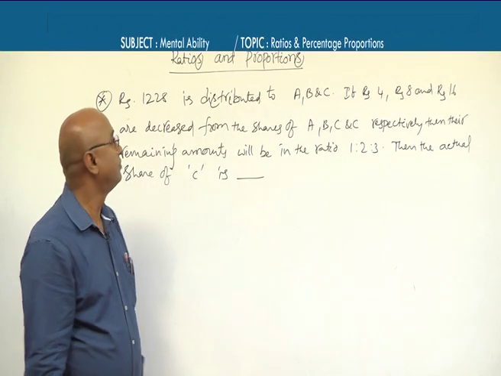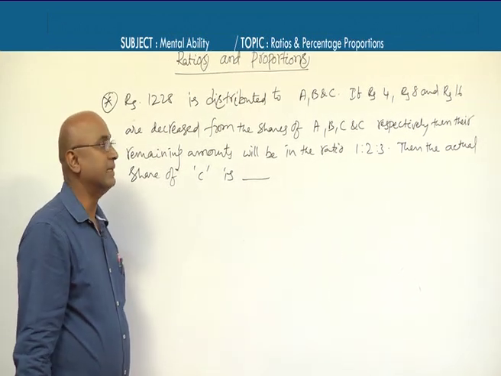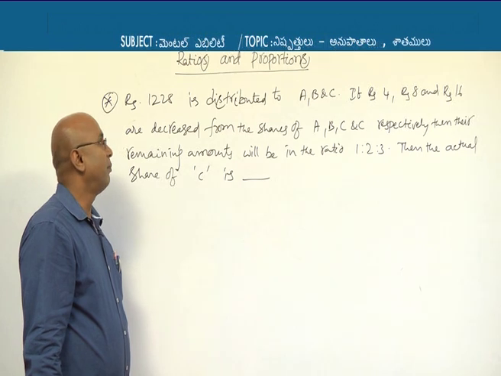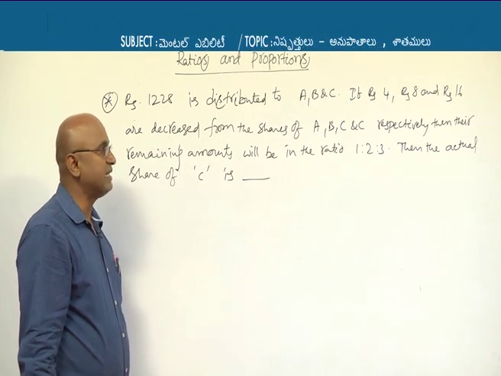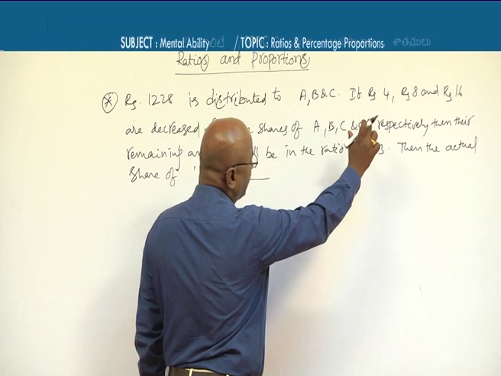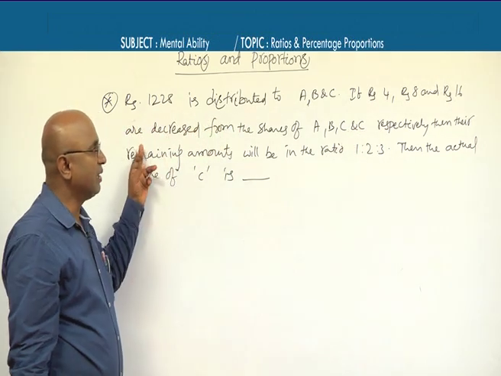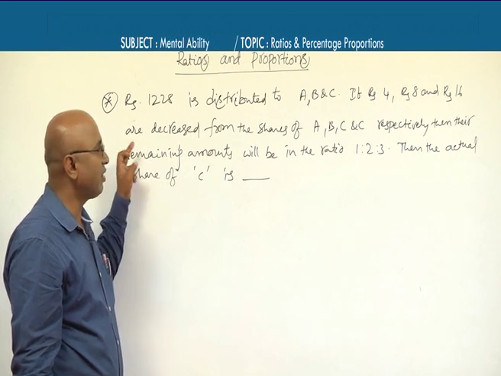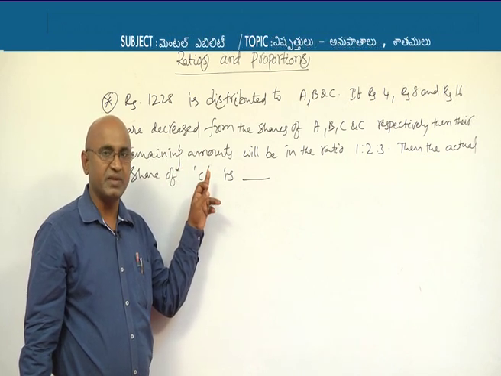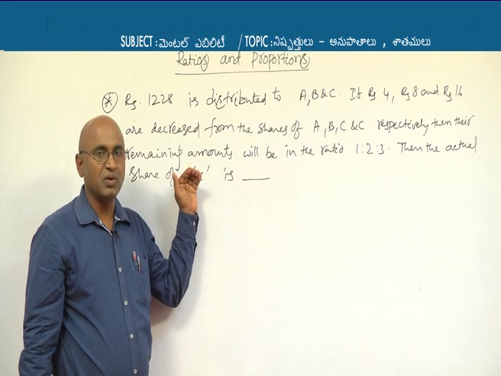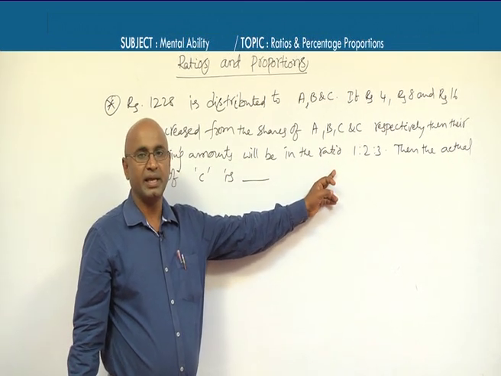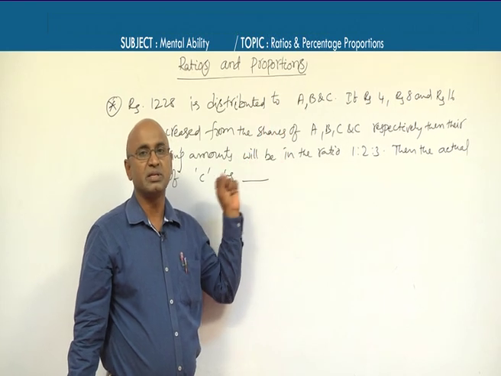Now see the problem. Rupees 1228 is distributed to 3 persons A, B and C. If 4 rupees, 8 rupees and 16 rupees are deducted from the shares of A, B and C respectively, the remaining money with them is in the ratio 1:2:3. Then what is the actual share of C?